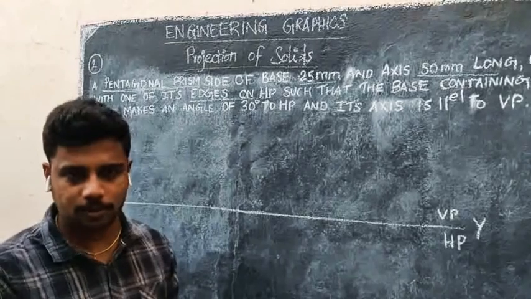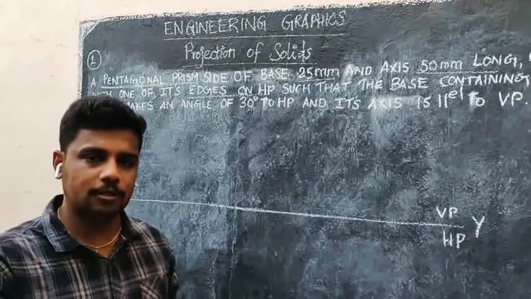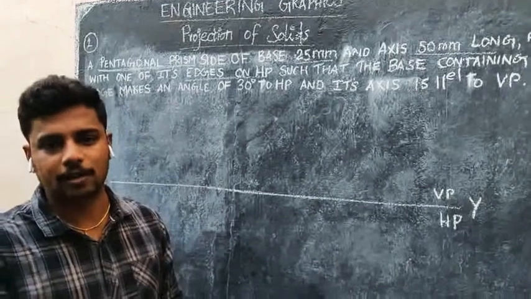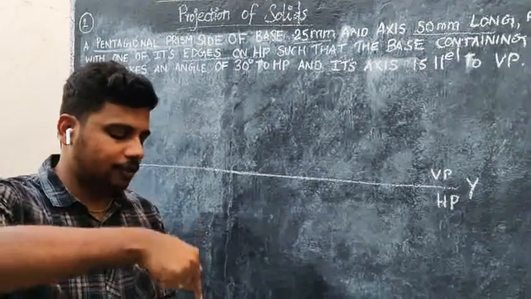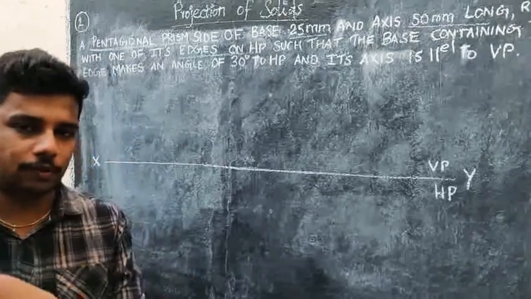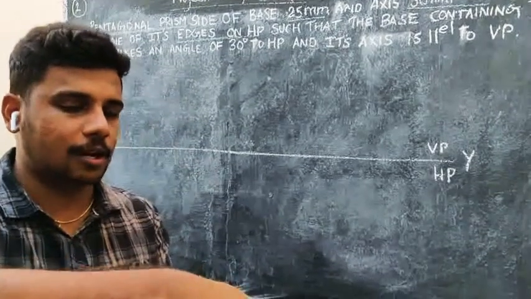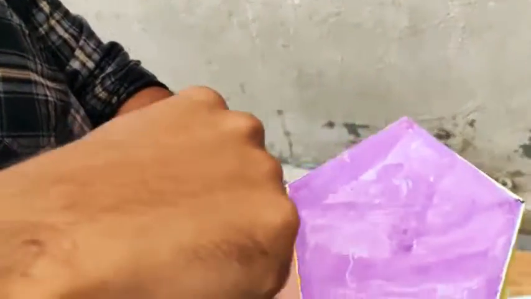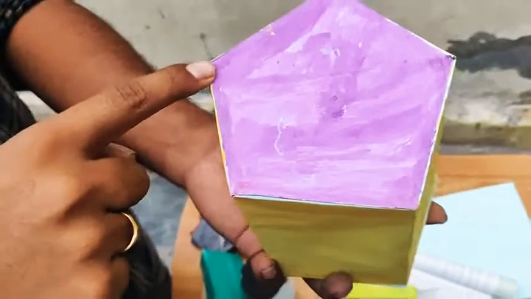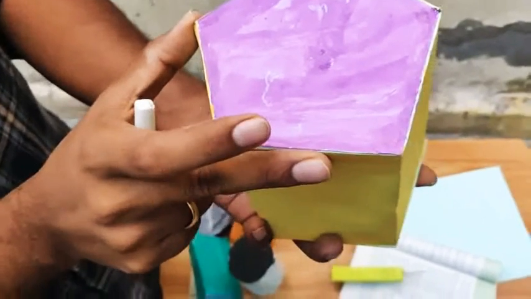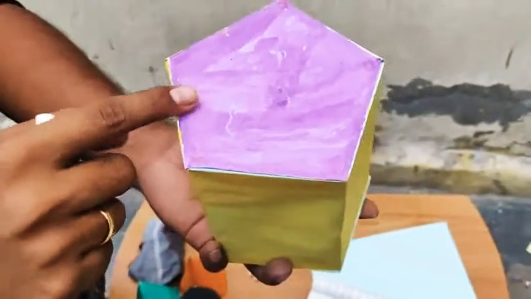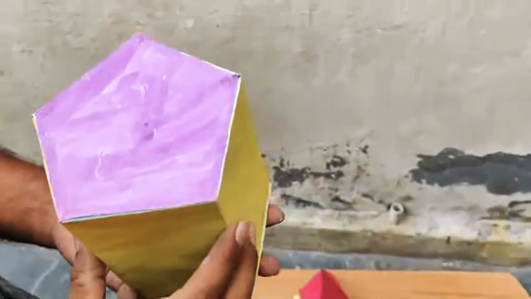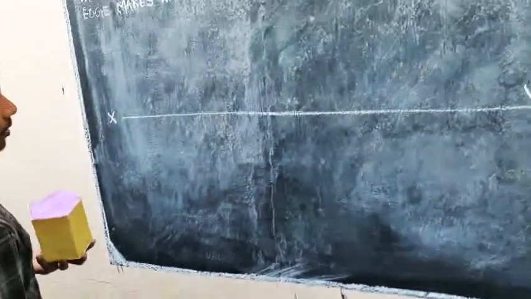The simple position is where you can see your true view, that is, the true shape of the object. When you are viewing from the top view, you can see the true shape of the object when it is kept on HP. So this is your true shape of the object. I am going to keep this true shape with one of its edges making the inclination.